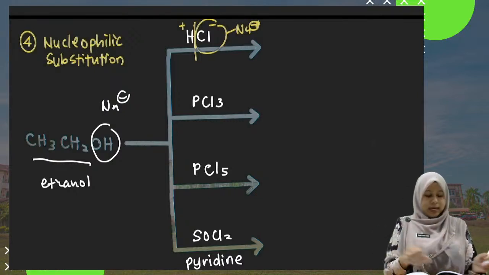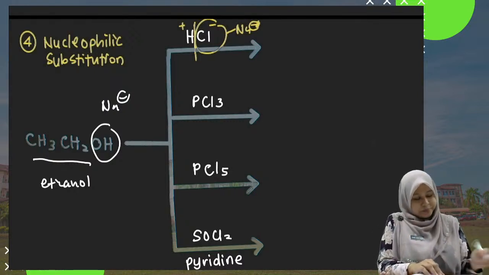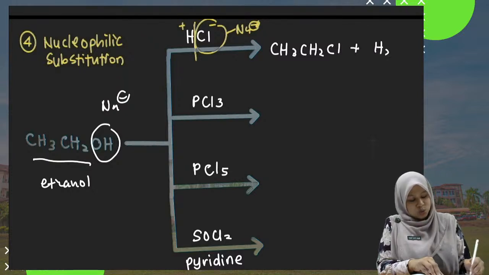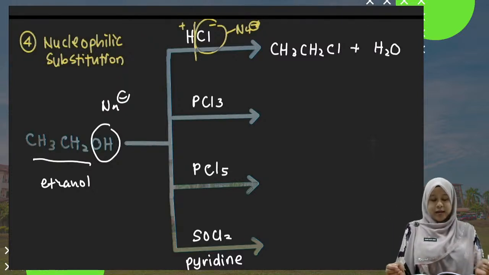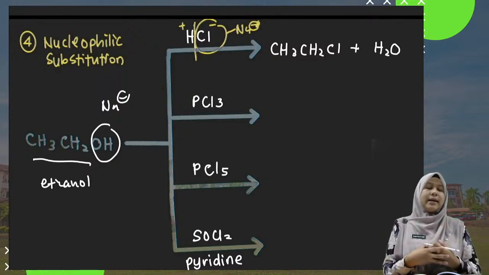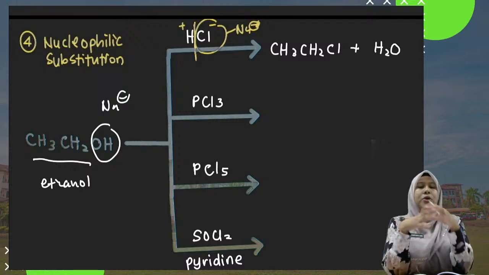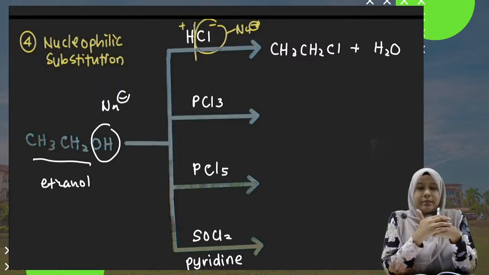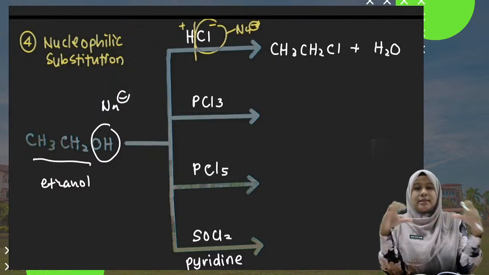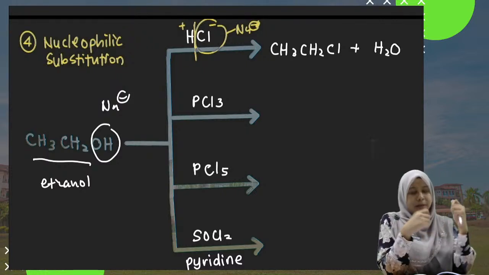Okay, so kita akan dapat structure kita kat sini. CH3CH2Cl plus dengan H2O. Jadi dia punya side product. Sebab kamu kena ingat bila Cl masuk, H tu nak pergi ke mana? OH yang keluar tadi nak pergi ke mana? So dia akan combine sebagai side product. So untuk nucleophilic substitution ni, dia punya side product wajib kena tahulah. Sebab dia akan hasilkan main product yang sama, cuma side product je yang berbeza.